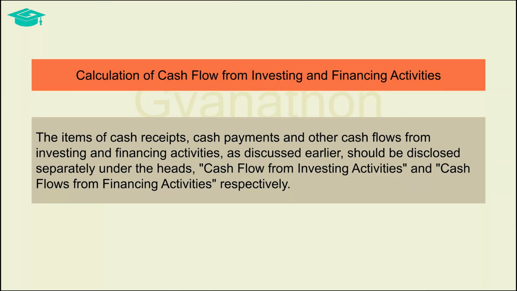Once the cash flows from operating activities is calculated, we have to then calculate the cash flows from investing and financing activities. There is no separate methodology to be followed in this. We have already discussed what items of cash receipts and payments get classified within the investing and financing activity. Such items of gross cash receipts, gross cash payments, and net cash flows from investing and financing activity must be disclosed separately as cash flows from investing activity and cash flows from financing activity, respectively.